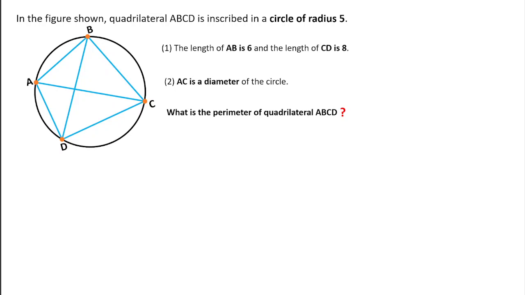Hello everyone. In this question it is saying ABCD is a quadrilateral which is inscribed in a circle and the radius of this circle is 5 unit and the length of AB is 6 unit and the length of CD is 8 unit and AC is diameter of this circle. Then we have to find the perimeter of this quadrilateral ABCD.